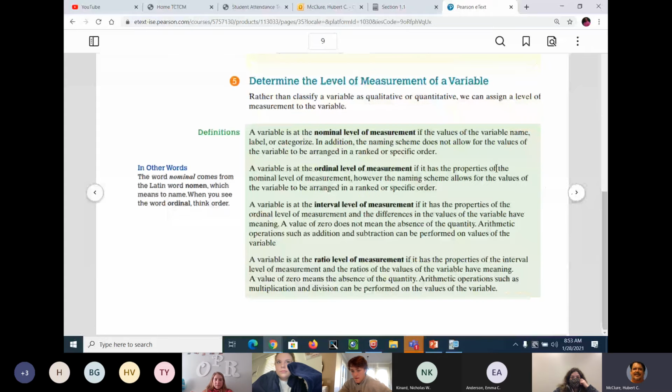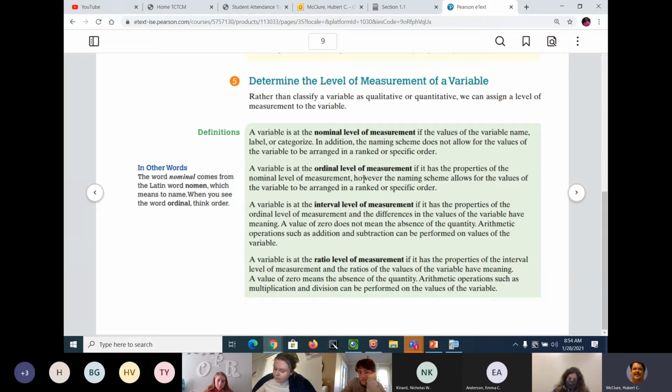Okay, write those 4 key words down, okay? Because I'm not going to tell you to write down the wordy definitions. Nominal level, ordinal level, interval level, and ratio. Poor old ratio. Now, nominal, ordinal, interval, and ratio.